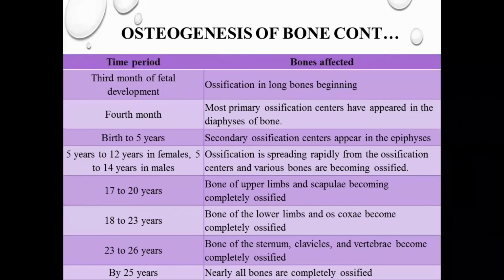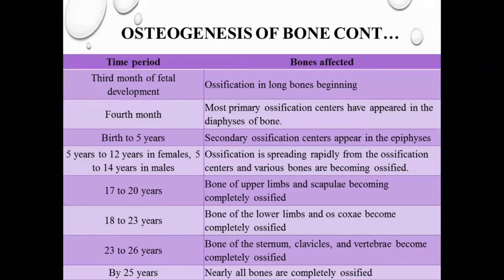Okay. Next is birth to 5 years. From birth till 5 years, the secondary ossification center appears in the epiphysis. So in the fourth month baby, primary ossification centers will appear, and from birth to the 5th year, the secondary ossification center is going to appear. Then 5 years to 12 years in females, and 5 years to 14 years in males. So you can find a 2 years difference.